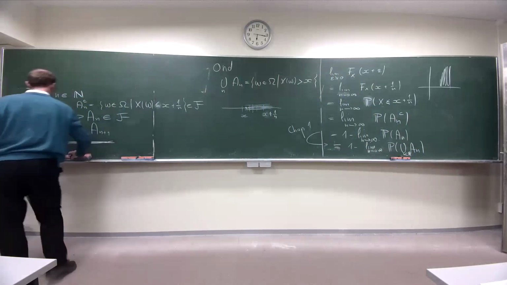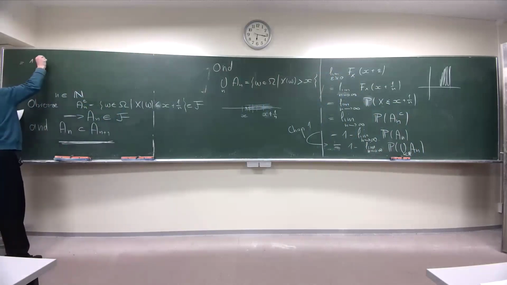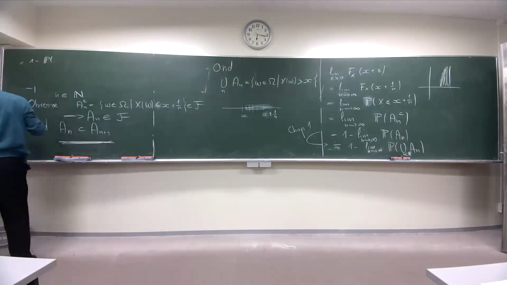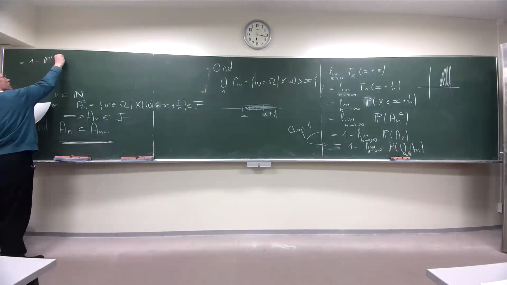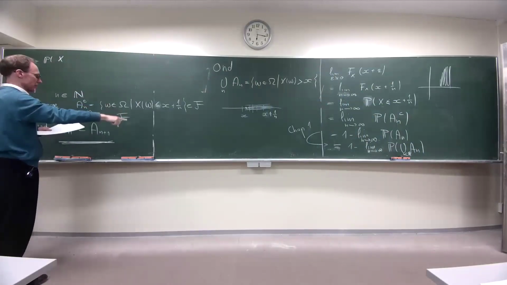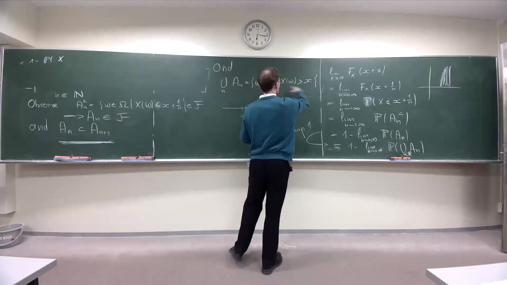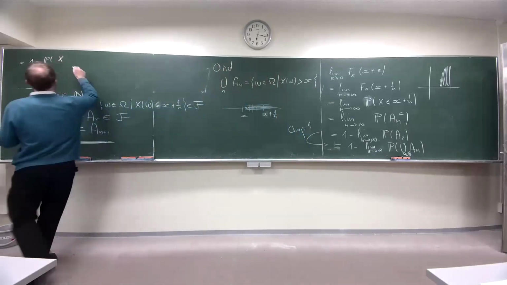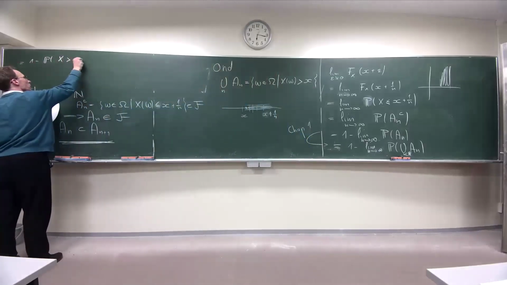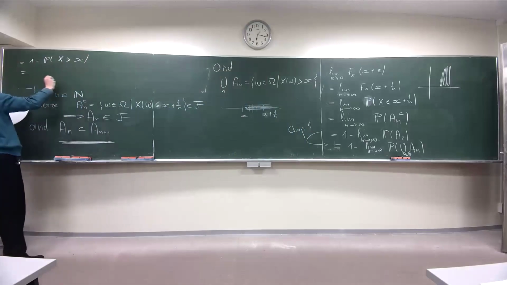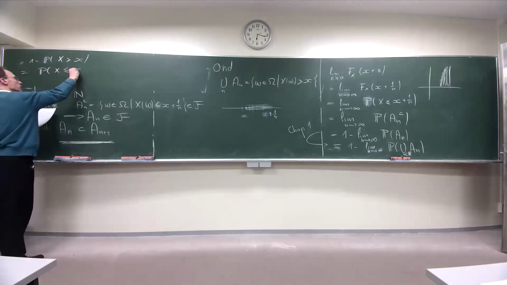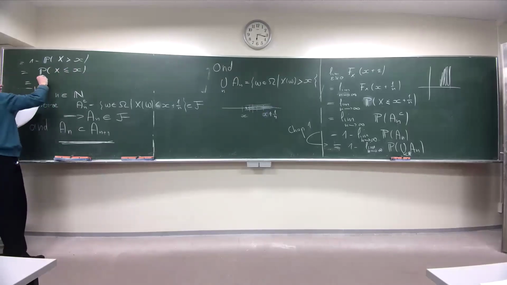So this is 1 minus the probability that x is bigger than small x. But now take the complement. This is the probability that x is smaller or equal to x, and this is nothing but F_X of this.